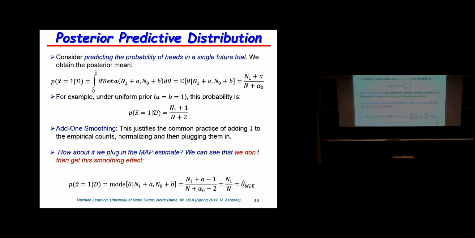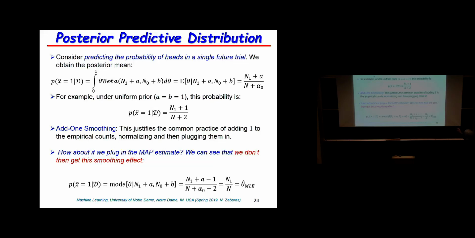So if you compute the mean from the formulas I had before, the mean is n1 plus alpha divided by n plus alpha plus beta. Alpha and beta were the coefficients in the prior model. So look now what happens.